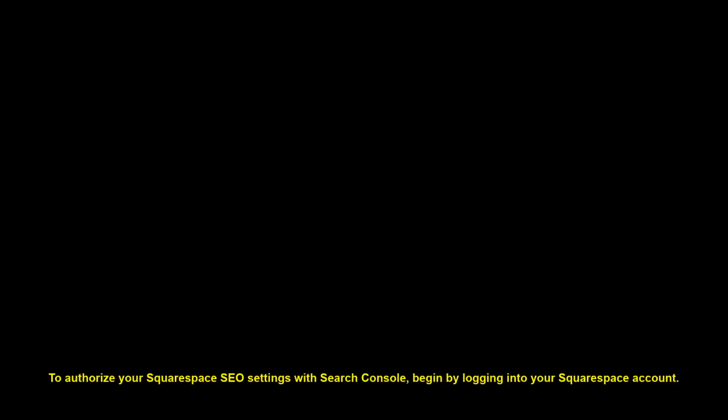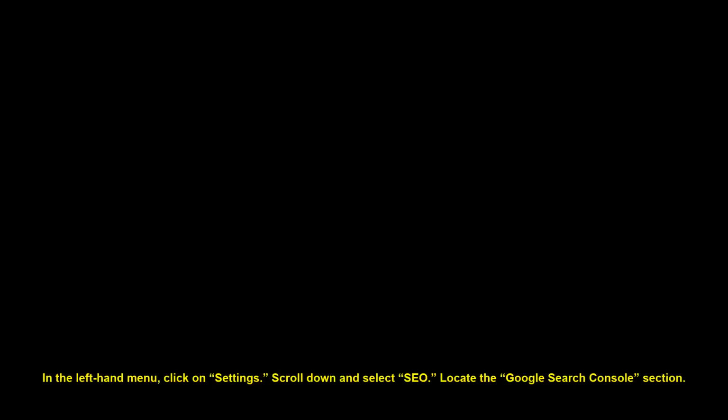To authorize your Squarespace SEO settings with Search Console, begin by logging into your Squarespace account. Navigate to the website you wish to optimize. In the left-hand menu, click on Settings. Scroll down and select SEO. Locate the Google Search Console. Keep the tab open for later use.